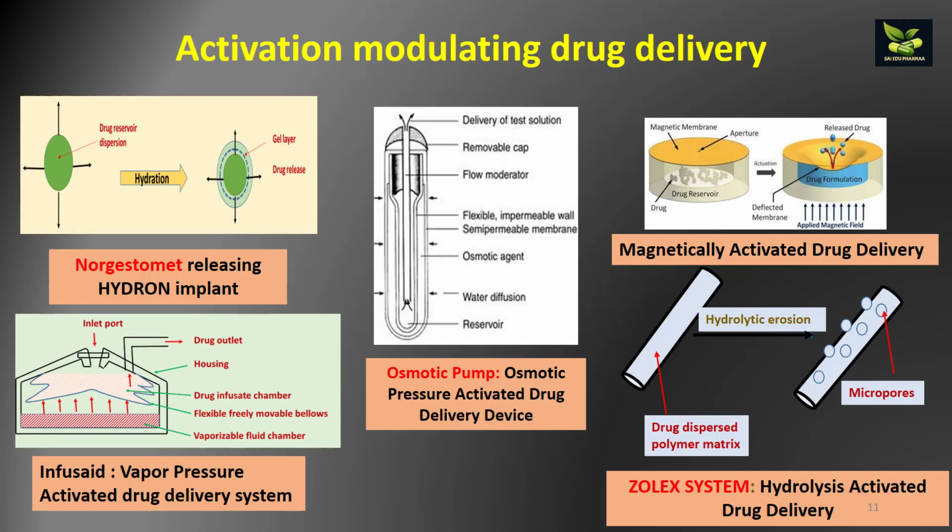In activation modulating drug delivery system, you can see examples are Norgestomet releasing Hydron implant, then Infusaid, that is vapor pressure activated drug delivery system. Then osmotic pump is osmotic pressure activated drug delivery device. Then magnetically activated drug delivery system. Then Zoladex system is hydrolysis activated drug delivery.